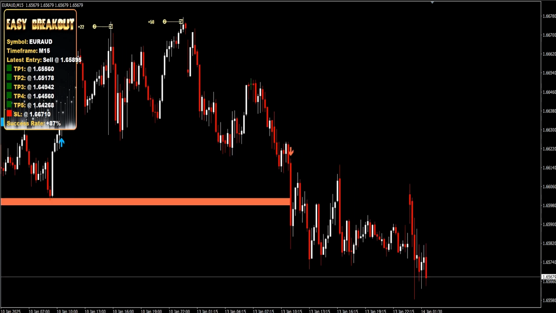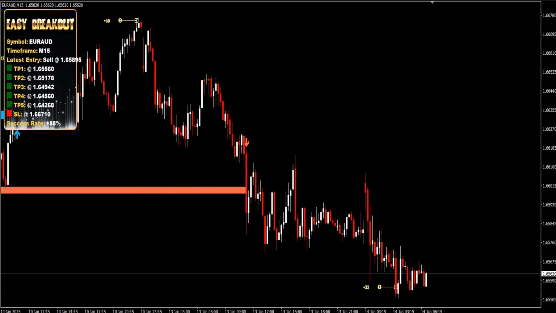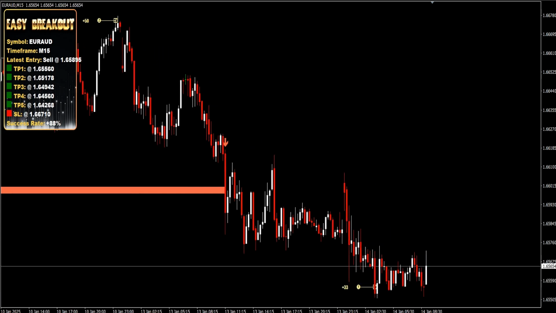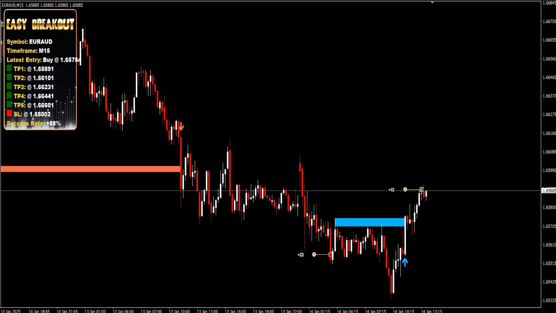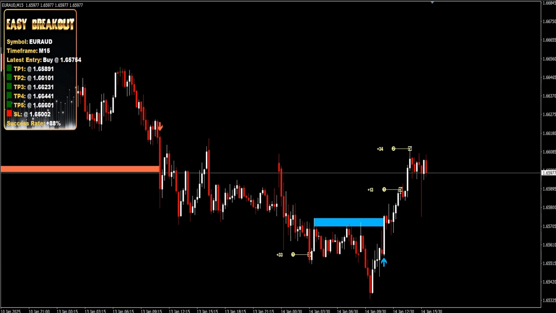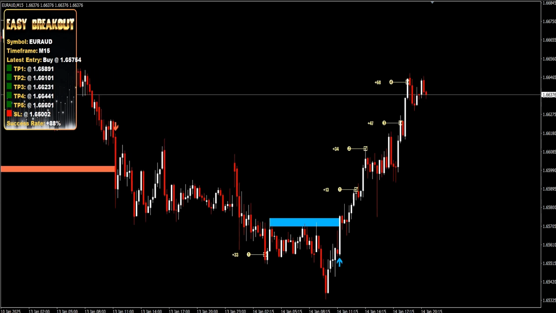And here's something extra special. I've taken live trades based on signals from this indicator, so you can see how it performs in real-time market conditions. Make sure to watch the video until the end, because these live examples will clearly show how effective this indicator can be. Before we get started, a quick reminder.